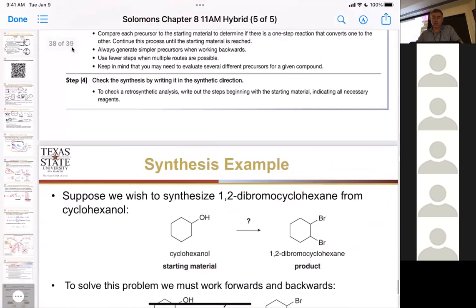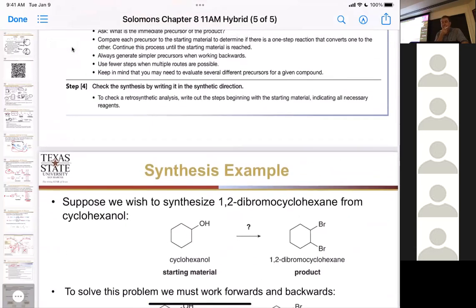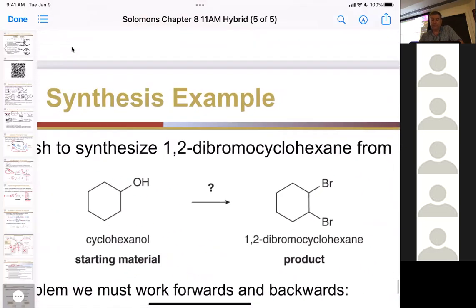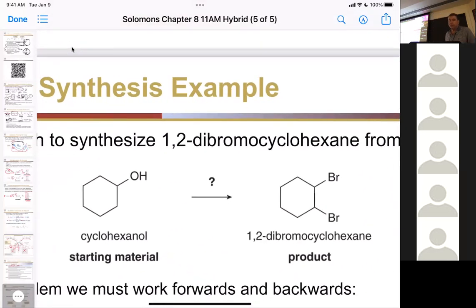Okay, so let's try to figure out how to do this one right here. We have a starting material, hexanol, and our product is a dibromo cyclohexane, but we don't know what the stereochemistry is here. So we can make any dibromo compound we want. That gives us a couple of options. First of all, how many carbons do we have in both? We have 6 carbons, so we don't have to make any new carbon-carbon bonds. Great. So all we have to do is a functional group conversion.